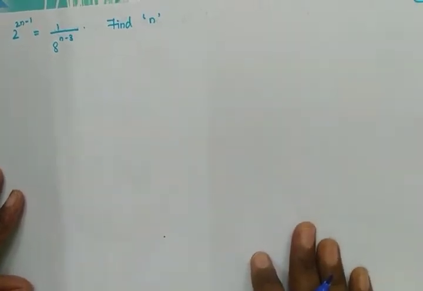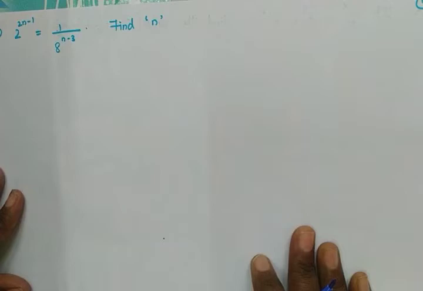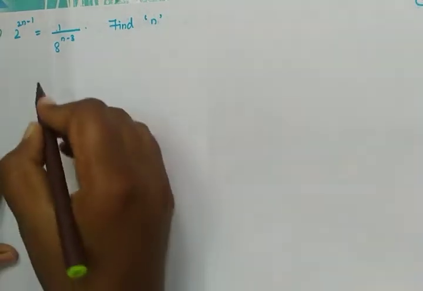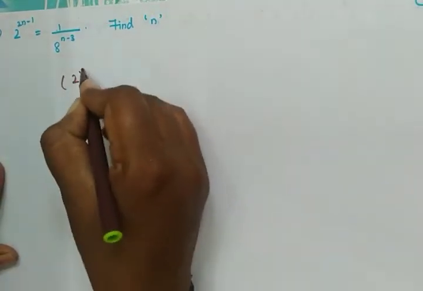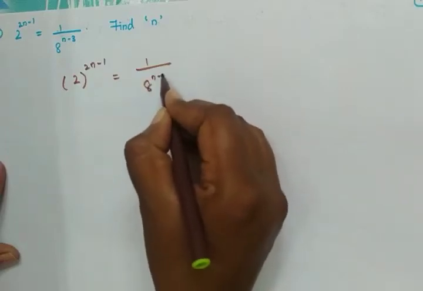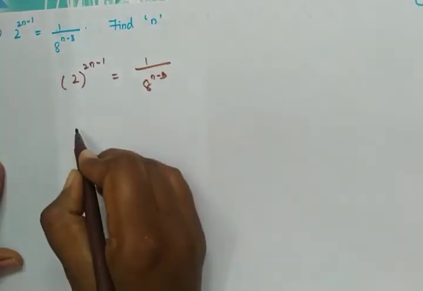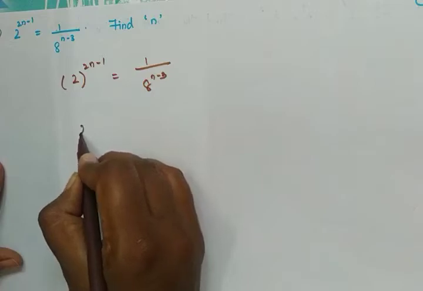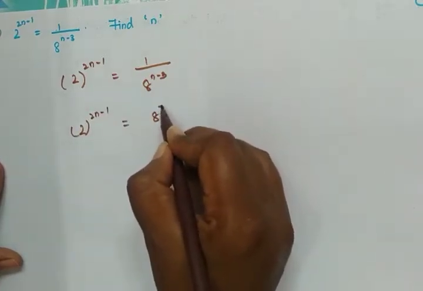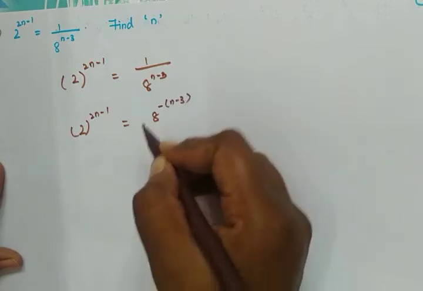That is, if 2 power 2n minus 1 is equal to 1 by 8 power n minus 3, find n. So what is the question? 2 power 2n minus 1 is equal to 1 divided by 8 power n minus 3. So we can write this as 2 power 2n minus 1 is equal to 8 power minus of n minus 3. Now take this up.